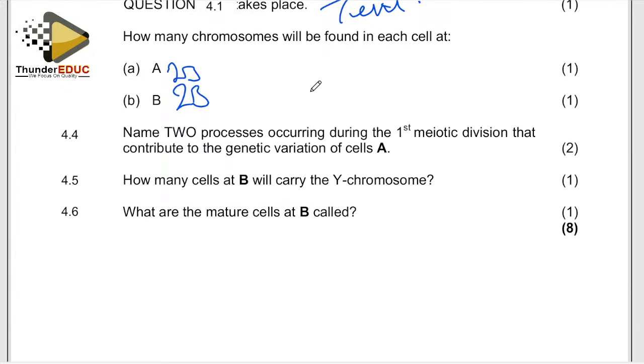Name two processes occurring during the first meiotic division that contribute to genetic variation. Genetic variation is being caused by two things during meiosis. The first one is crossing over. The second one is random arrangement of chromosomes during metaphase. Remember, there are more than two causes of variation: random arrangement of chromosomes during metaphase, random fertilization, random mating, and crossing over.